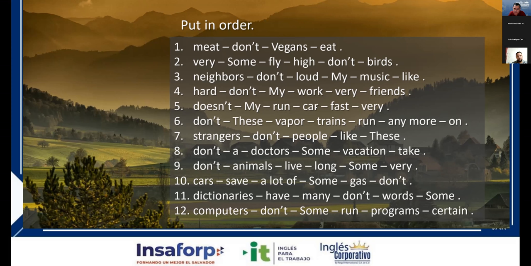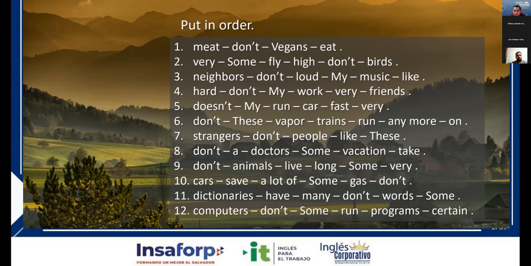These people don't like strangers. Some doctors don't take a vacation. Some doctors don't take a vacation, right?